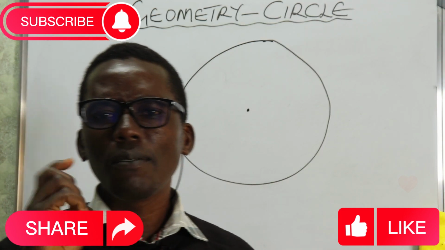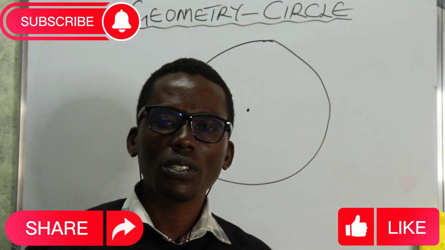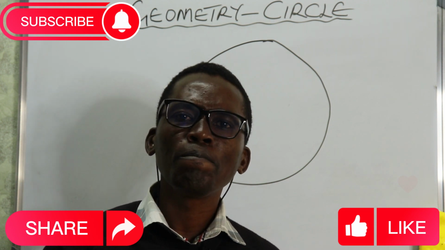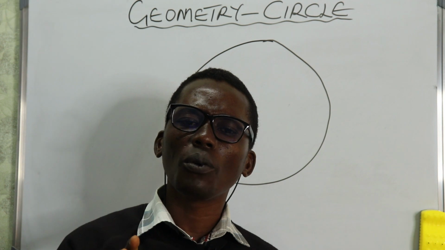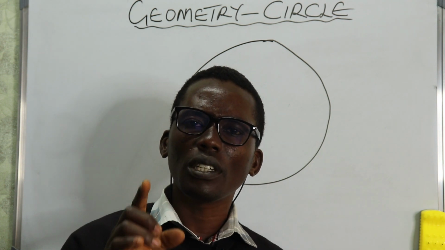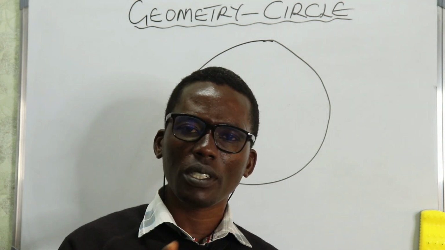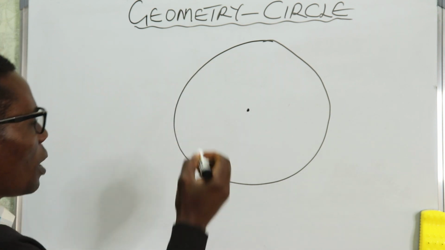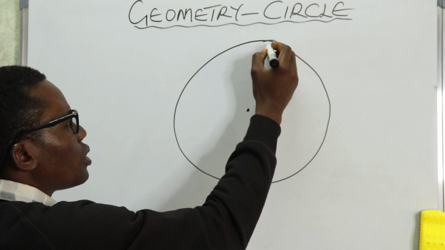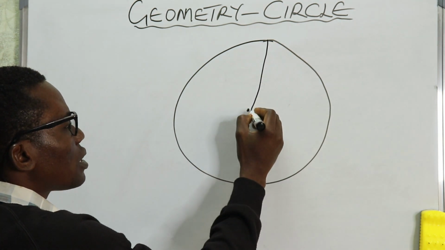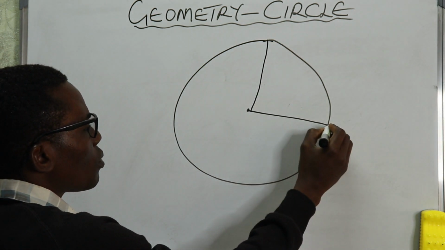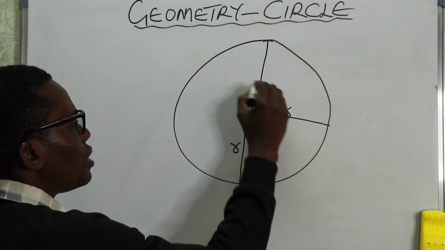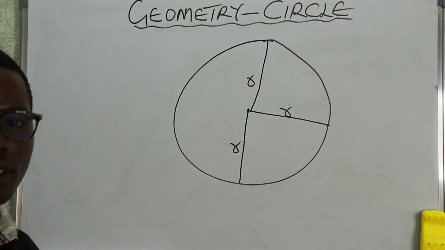Now let's consider the first part of a circle, which is the radius. What is the radius? The radius of a circle is a line that joins any point of the circumference to the center. From any point of the circle you draw a line to the center. That line is the radius of a circle.